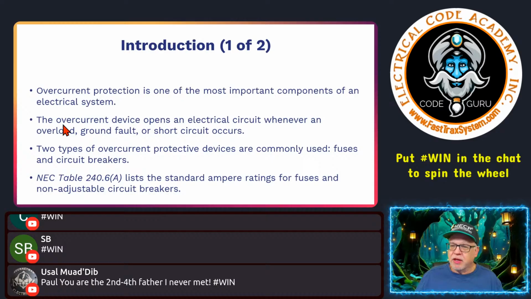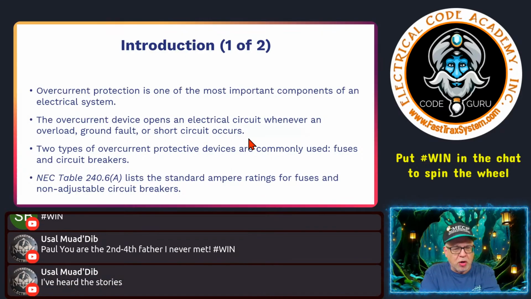So what does an overcurrent device do? It opens an electrical circuit whenever there's an overload, again, ground fault, and short circuit current. So that's just something to remember. When you have a conversation with somebody and you're talking overcurrent, remember that overcurrent encompasses more than just what you think about. It's overcurrent, which can happen, again, short circuit, ground fault, and overload.